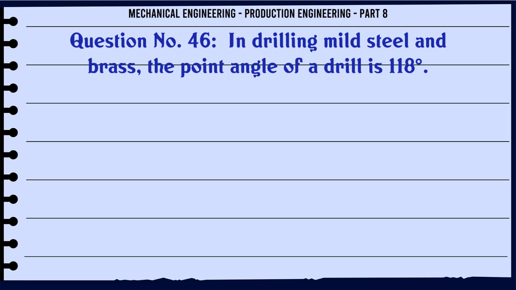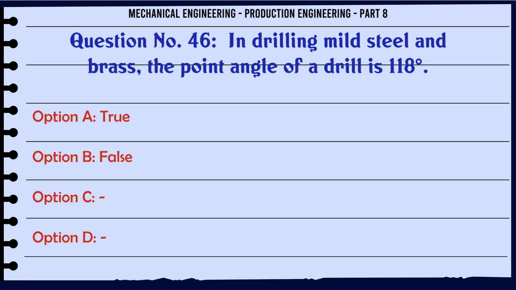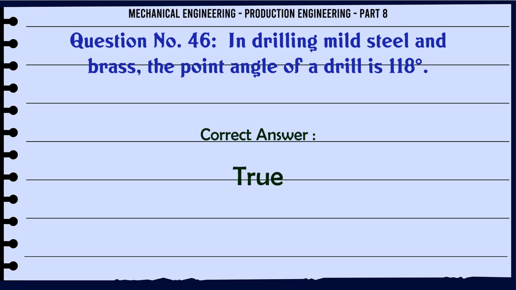In drilling mild steel and brass, the point angle of a drill is 118. A. True, B. False, C, D. The correct answer is true.